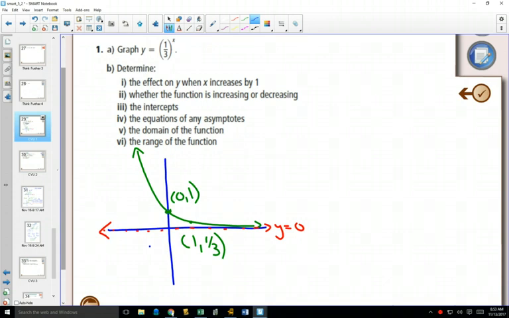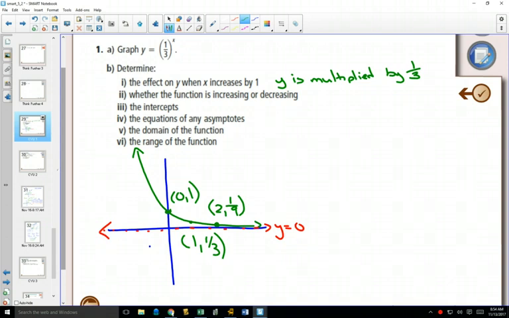So what happens to y as x increases by 1? If I add some more points on here, can you see that your next one is going to be (2, 1/9)? And each time x increases by 1, the y value goes from 1 to 1/3 to 1/9. The next one will be 1/27. Each time x increases by 1, y is multiplied by something. And in this case, your y is multiplied by 1/3. So every time your x value goes up by 1, your y value gets multiplied by 1/3.